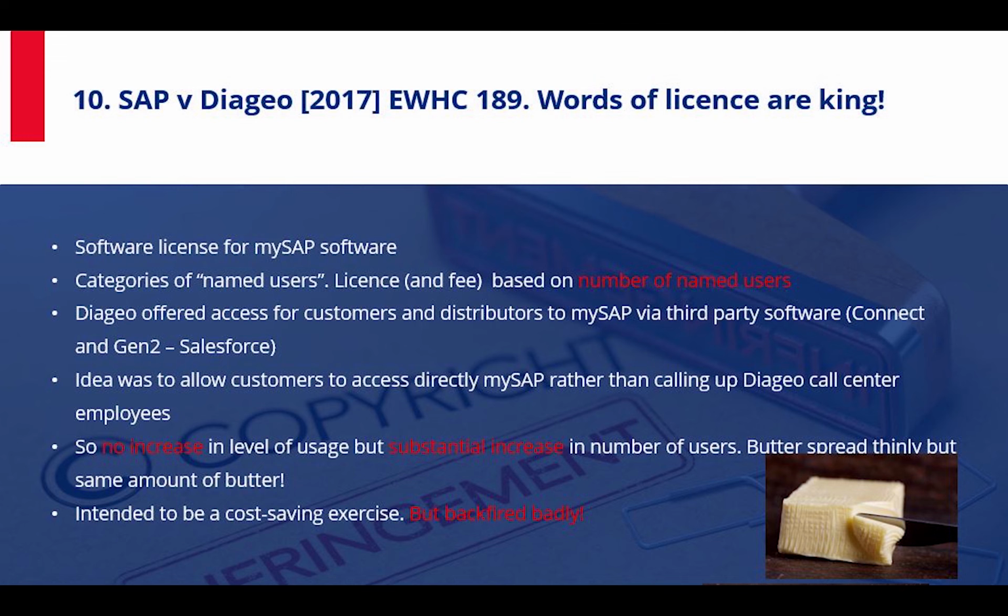So if you understand how that works, instead of 4,000 people phoning up a call center and 10 employees basically interrogating my SAP software, those 4,000 customers are now themselves going to access my SAP. No change in usage, of course. It's just a substantial increase in the number of users. So what is underneath that little knob of butter is effectively the same amount of butter being used, but it's obviously spread much more thinly over many, many people.